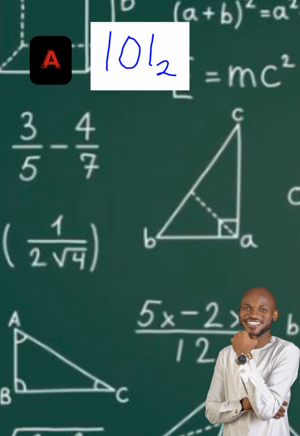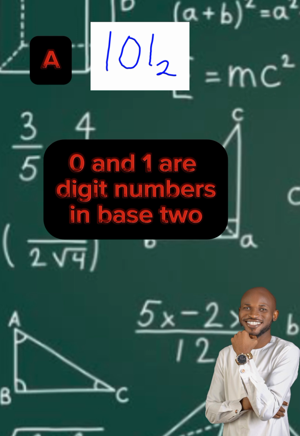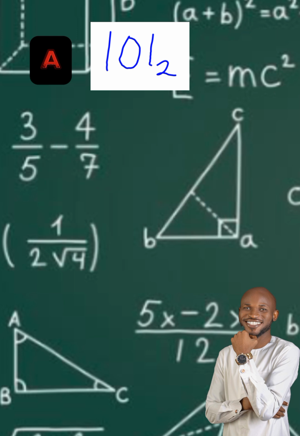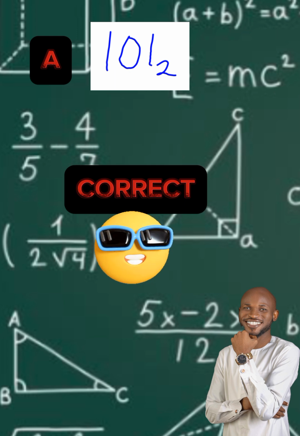A. 101 base 2. Now, like I said earlier, a number cannot appear in its own base. Base 2 has 2 digits, 0 and 1. So if you check A, we have 1 and 0 as the only digits appearing for the number 101 in base 2. So 101 in base 2 is correct. 0 and 1 are the digits for base 2.